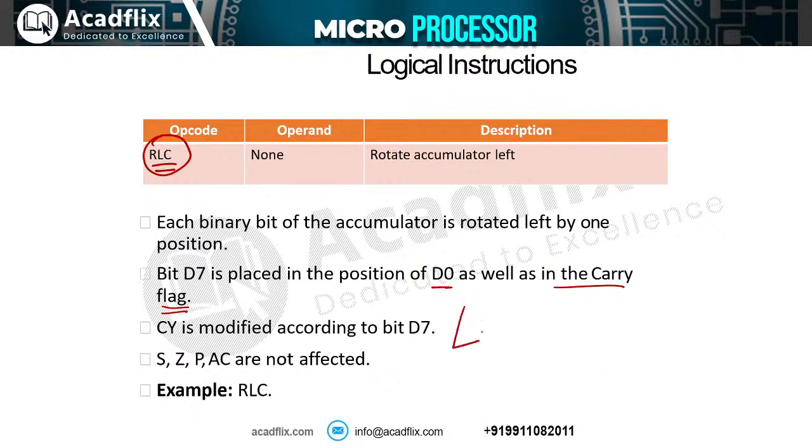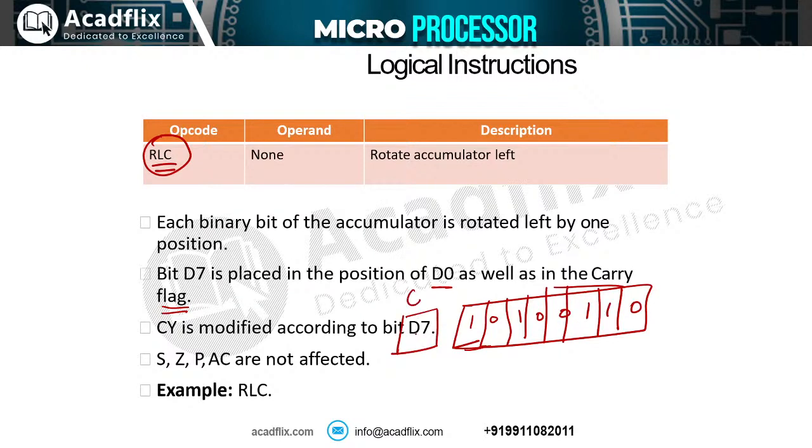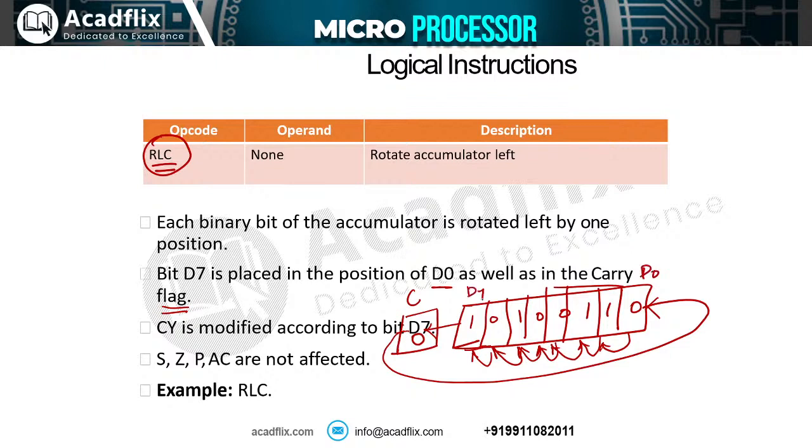So this instruction will be like this. You have 8-bit data like this. Let us say this is some register in which you have some 8-bit data. And then we have a carry flag, in which we have some value. Rotate with carry left means that all the bits will be shifted to the left like this. The last bit will be shifted to the carry flag, and the carry flag value will be shifted back to the D0 position. This is the D0 position, and this is the D7 position.